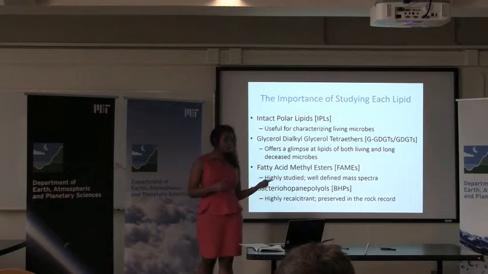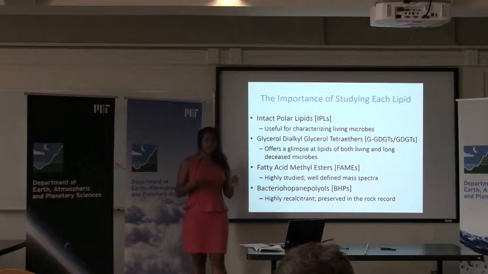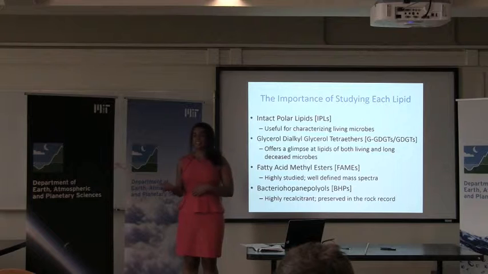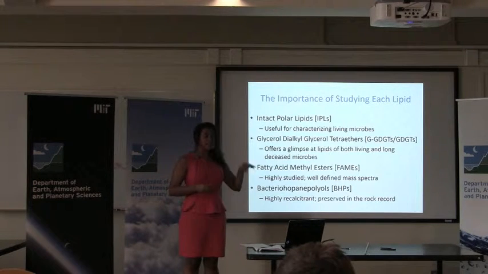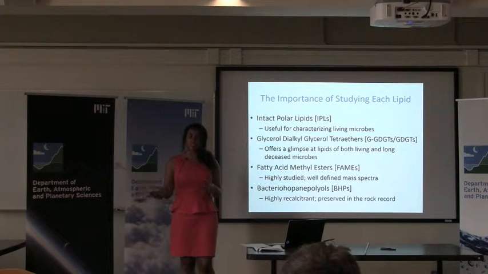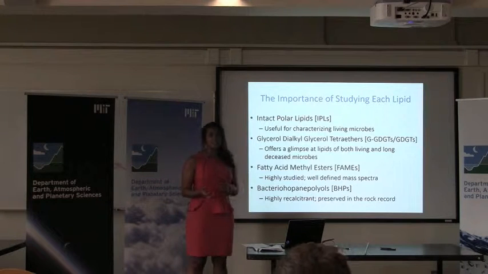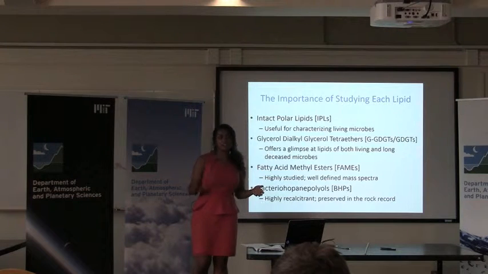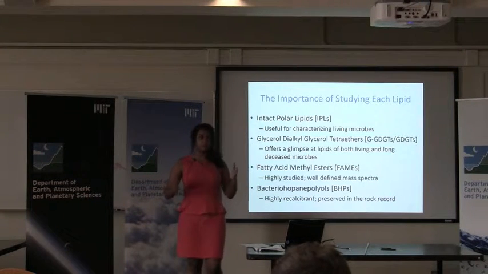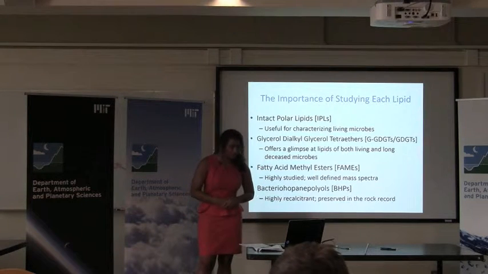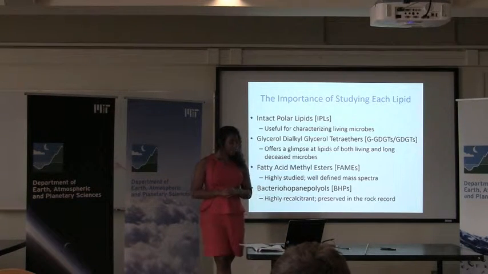And then the glycerol dialkyl glycerol tetraethers, GDGTs, I actually looked at them in two different forms. The IP-GDGTs just means that it has the glyco group attached to the top. So that's the intact polar lipid form. And then the core GDGTs, those ones are the core lipids. Those ones have lost the polar head group, but have higher persistence. So looking at both of those together, it actually offers a really cool glimpse at both living and long deceased microbes. And it's very easily comparable because the two of them are essentially one and the same. And then fatty acid methyl esters.